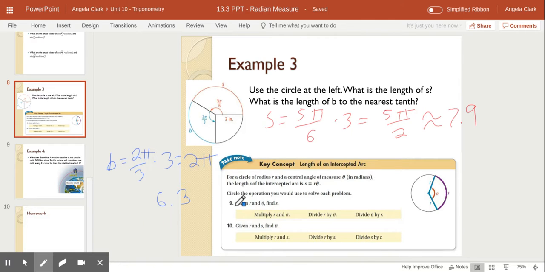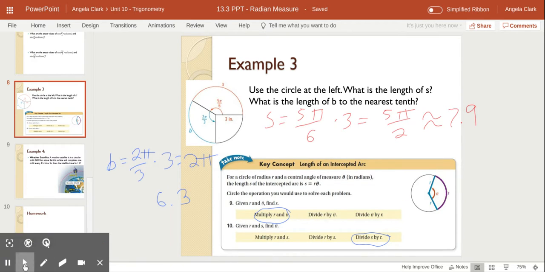So it's that simple. If we're given R and theta, this is our formula, assuming theta is in radians. If given R and theta to find S, we're going to multiply. And if we're given R and S to find theta, well, if I want to find theta, then I have to divide both sides by R. So I would divide S by R. And that's pretty much all there is to it.